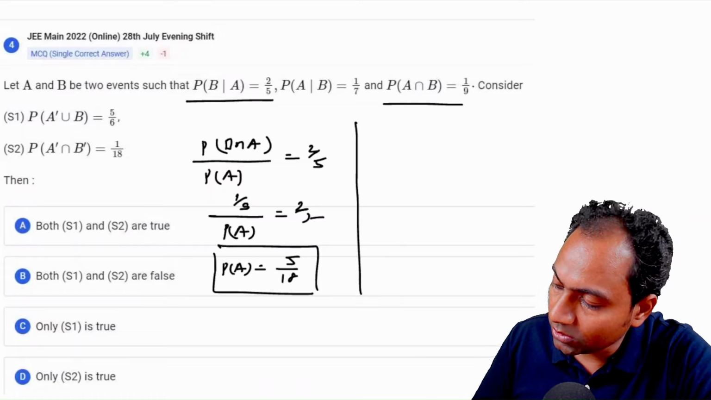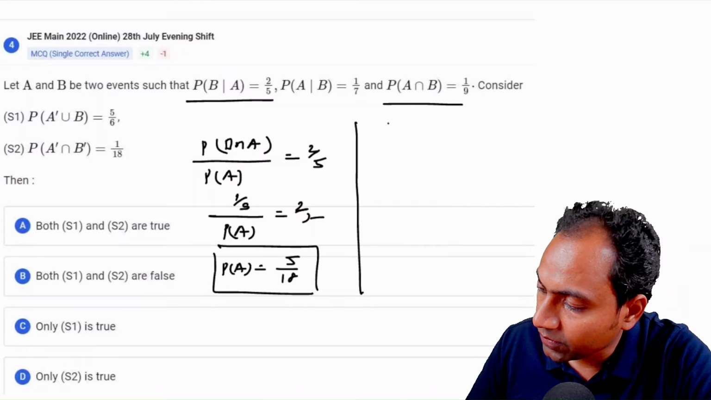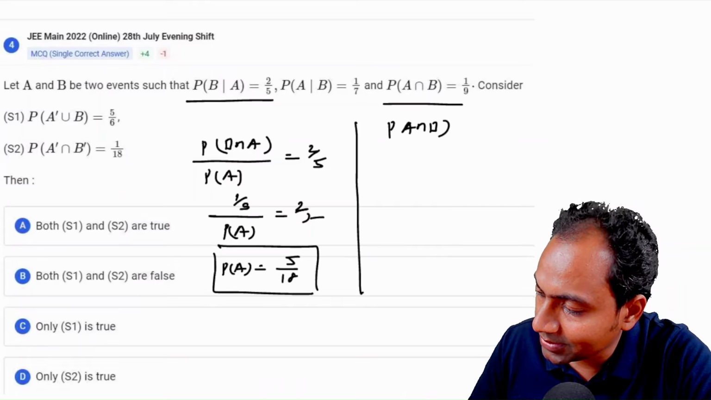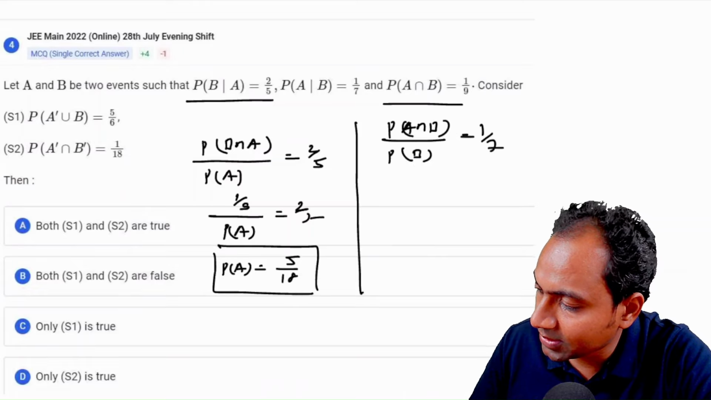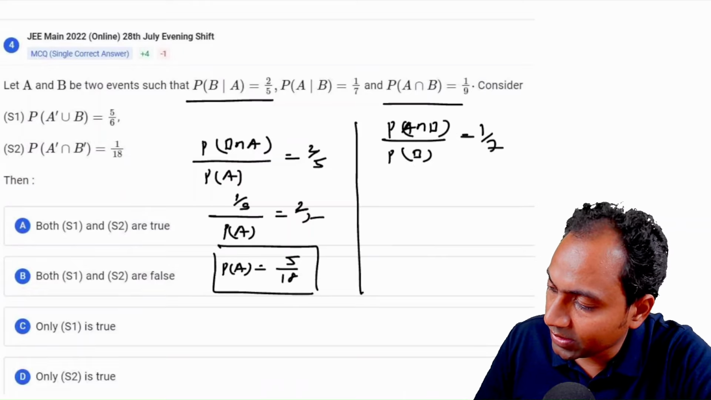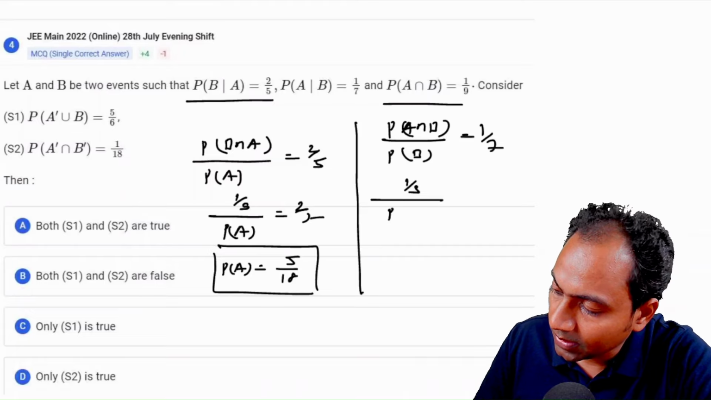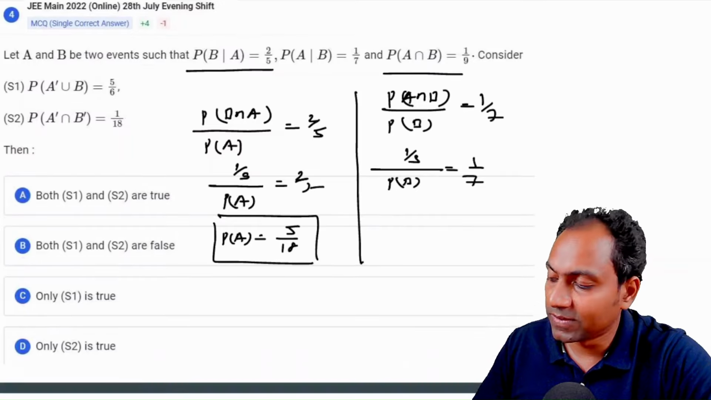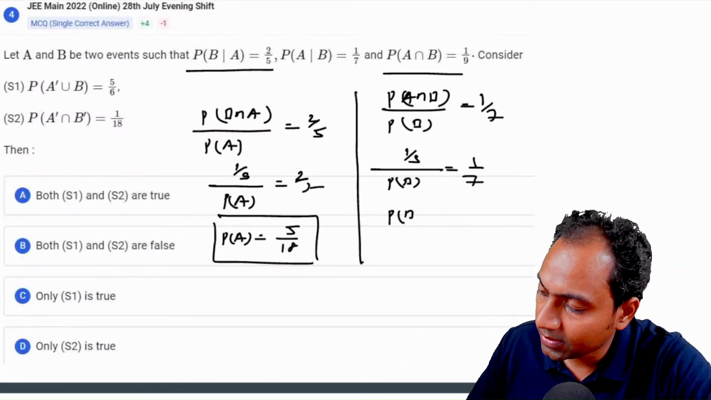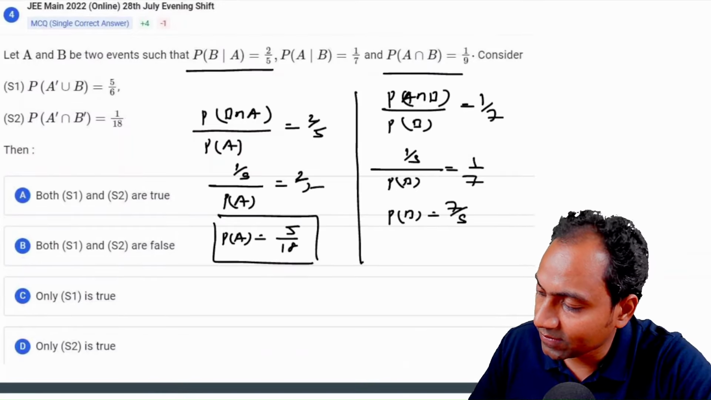If I repeat the whole calculation once more with the other part, so P of A intersection B by P of B will be equal to 1 by 7. Put the value P of A intersection B as 1 by 9 by P of B, it is nothing but 1 by 7. And if I simplify, then the value of P of B comes out to be nothing but 7 by 9.